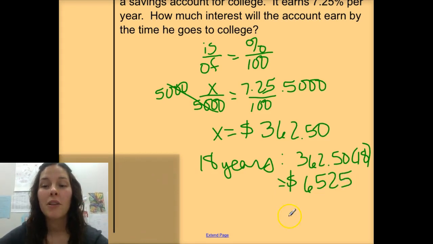$6,525. Now remember, that's just the interest that's been earned on the account. He still has the initial $5,000 that were deposited, and that would give a total of $11,525 as he heads off to college.